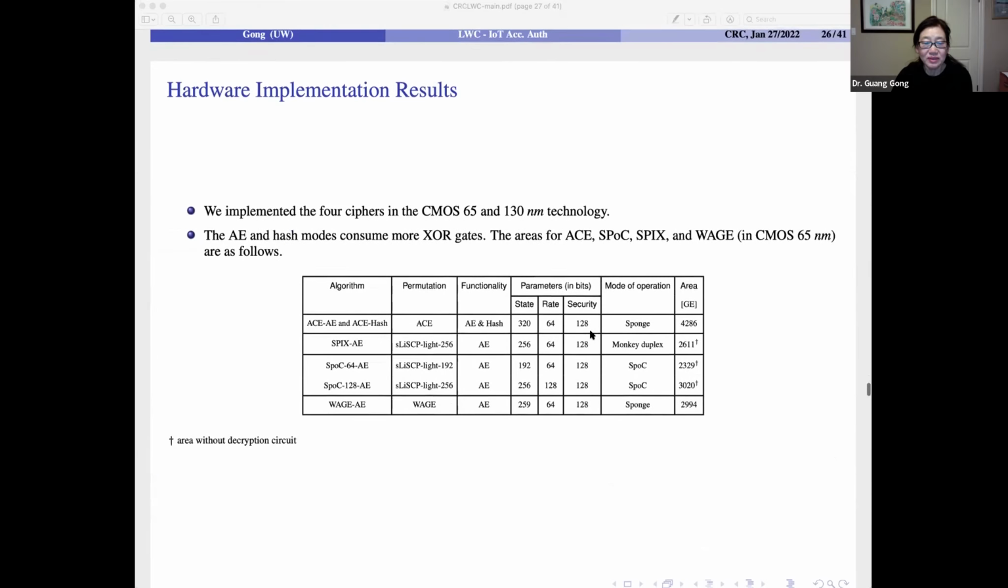So this is the hardware implementation results. As I mentioned before, for network cryptography, in our mind the gate count matters. ACE, of course, is bigger because they have larger registers. This is about 4,000 gate count, and the ACE Spix is about 2,600. And the SpoC has 2 versions; one only has 2,300 gates count. And for the WAGE, it's about 3,000. So this is the implementation of the ciphers.